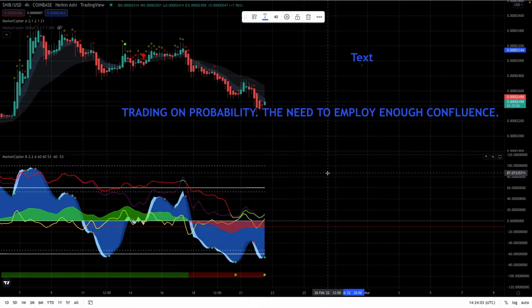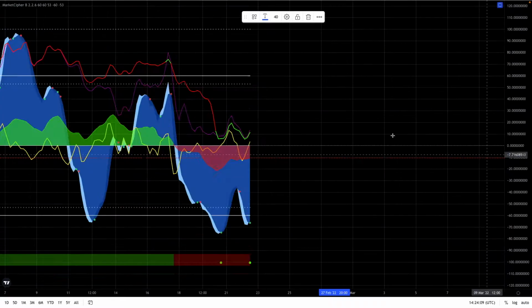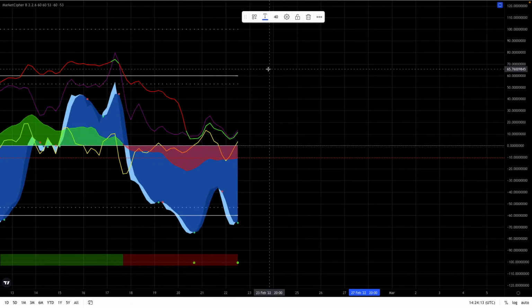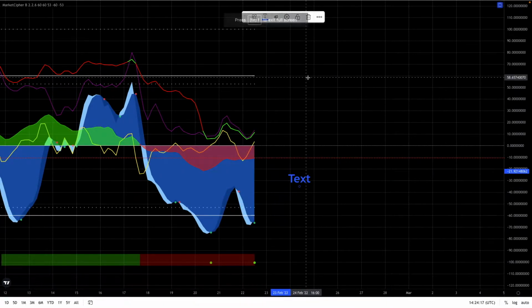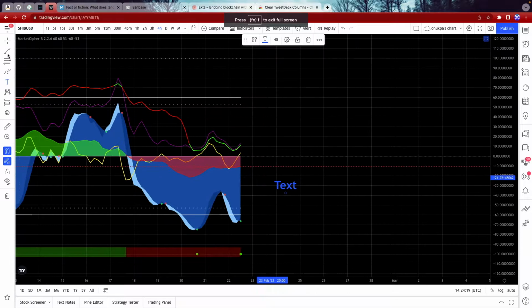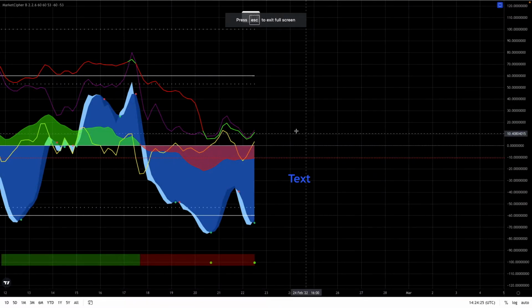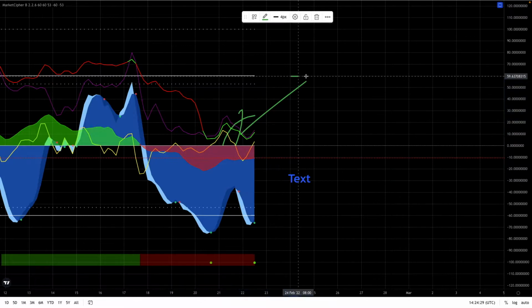And the need to employ enough confluence. When I say confluence, I'm referring to different oscillators or different varieties of road signs, all saying the same thing. Because trading is basically probable outcomes, probable scenarios that you've predicted pertaining to a given asset. You need enough confluence of direction to base your entire trading decisions on.